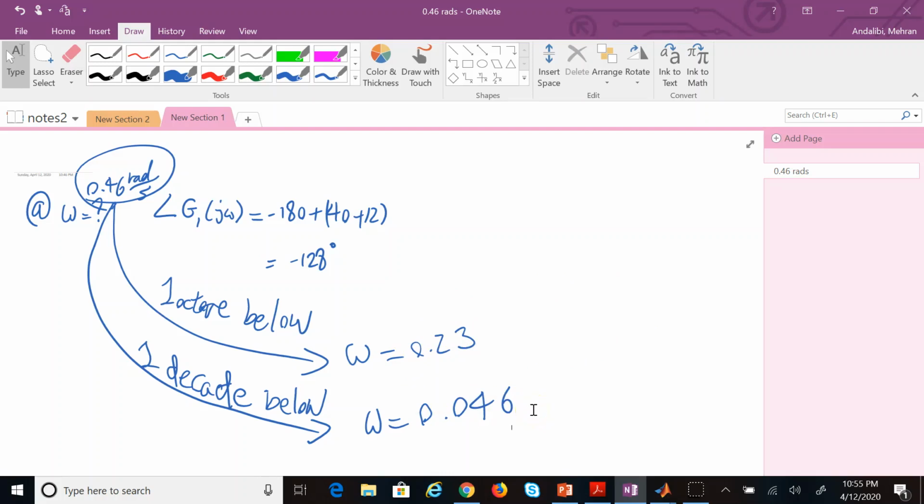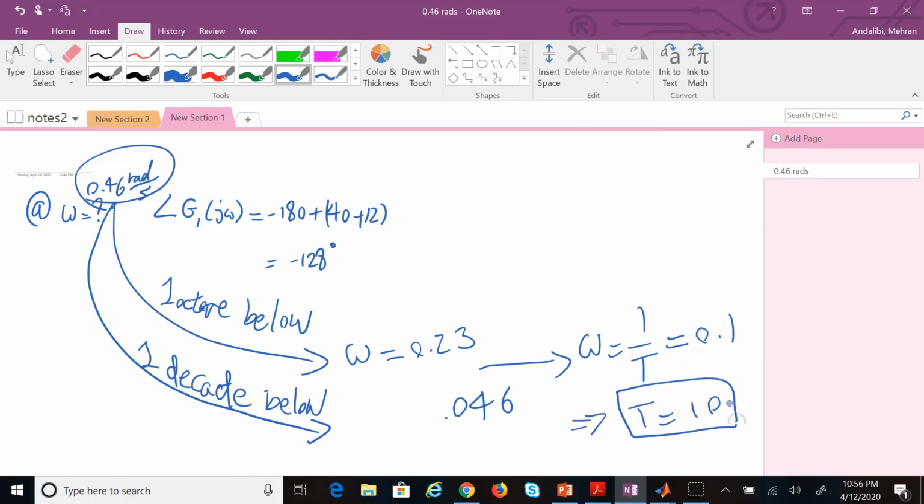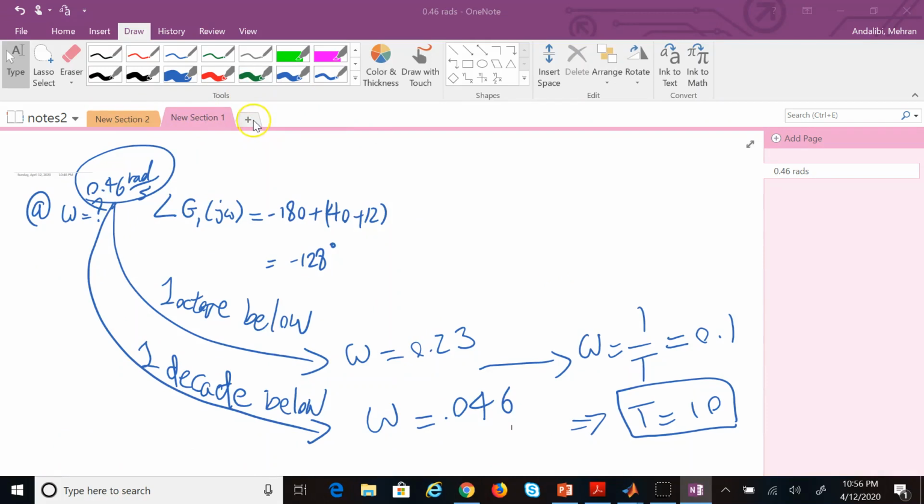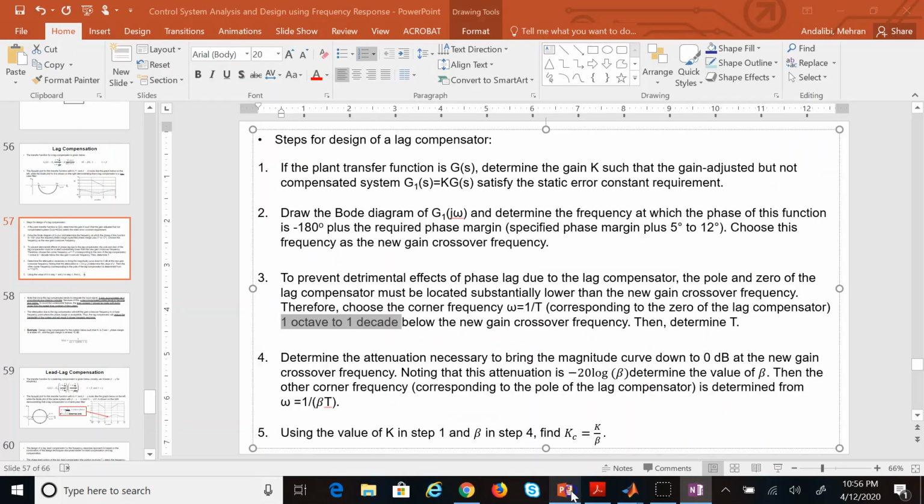And if you look, your textbook chose this 1 over T to be 0.1, because from here you can calculate T equal 10, and I guess your textbook wanted a nice number. So that's why they probably chose 0.1. So T is 10. Okay, so that's the number for T. This was the number for K. And now let's see how we calculate beta.